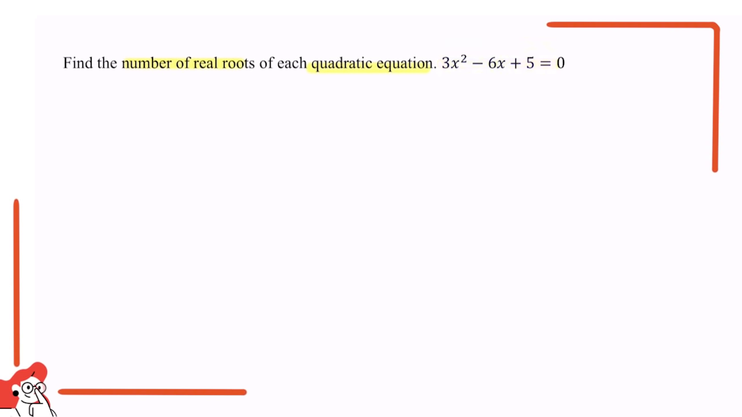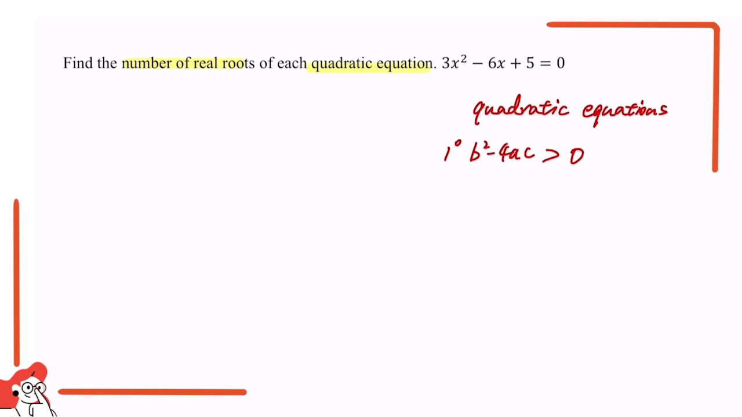To solve this kind of question, we have to know the determinant for the number of real roots for quadratic equations. The determinant is what we call b squared minus 4ac, and its value can be classified into 3 categories. The first category is if b squared minus 4ac is positive, in other words, greater than 0.